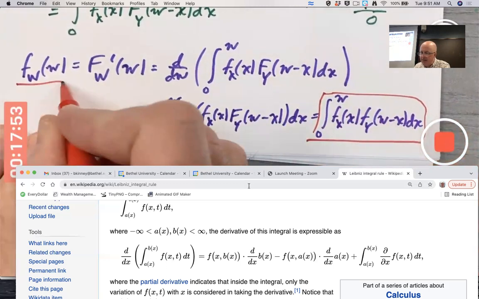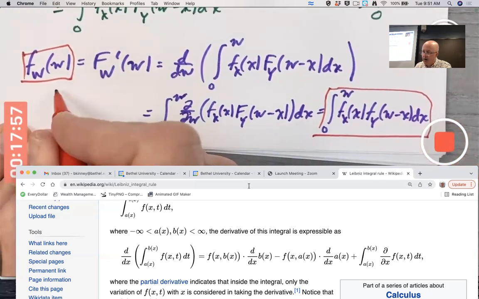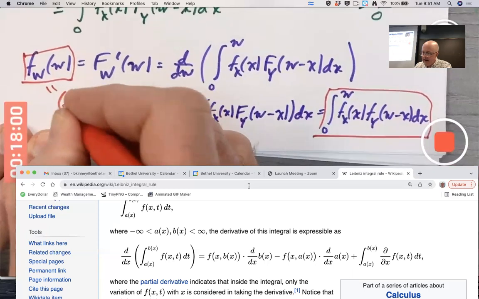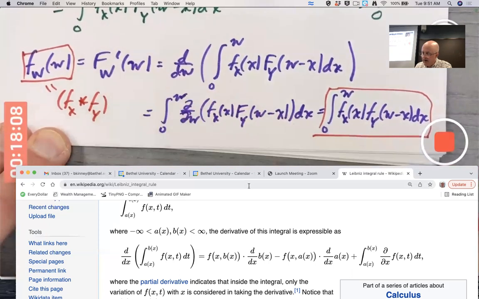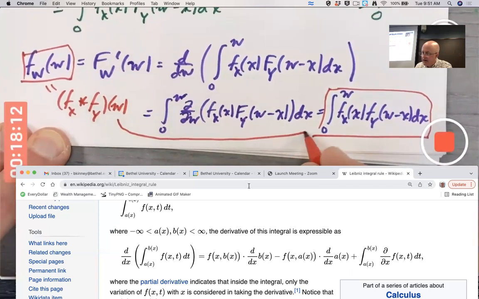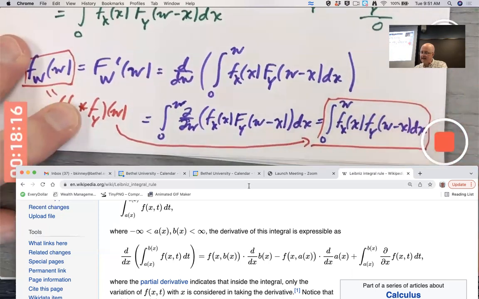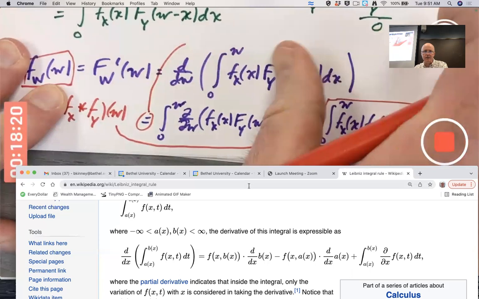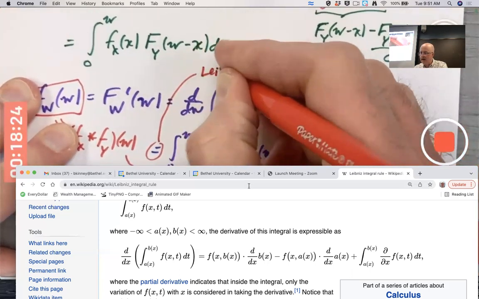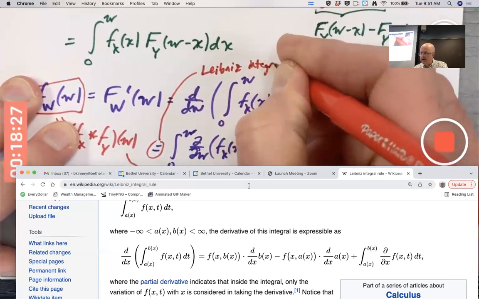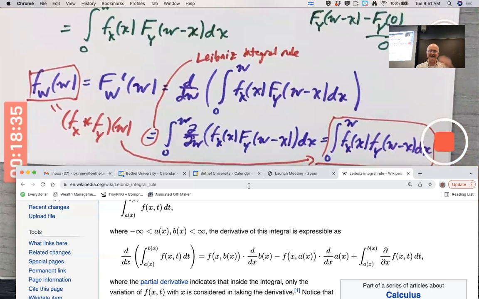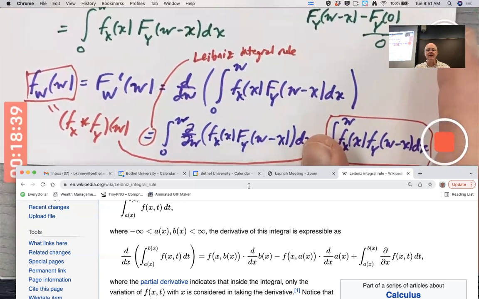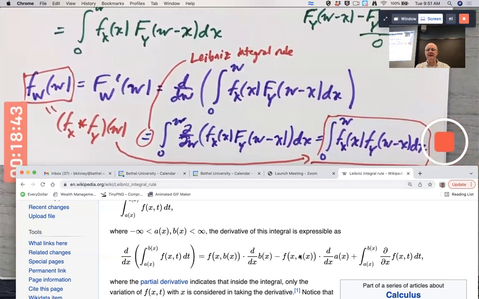It is the PDF of capital W. And I could also write it as F sub X star F sub Y of W. And again, in this spot right here, we use the Leibniz integral rule. Okay. I'm not going to prove the Leibniz integral rule. That's beyond the scope of what we're doing here. We're just using it. And again, I'll leave it as an exercise due Thursday. I'll put it on Moodle to confirm that in our situation, these first two terms are 0.